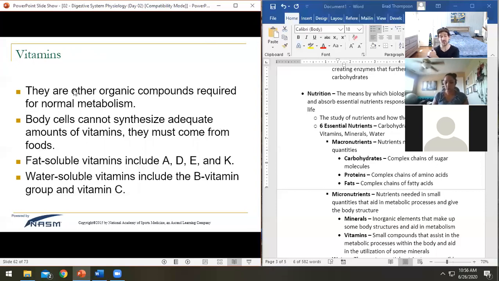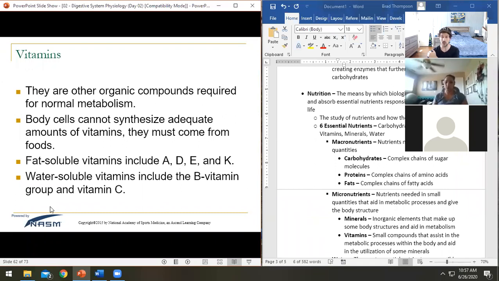Then you've also got vitamins. Vitamins are organic compounds that help you with metabolism. You've got vitamins A, D, E, and K. Those are what we call fat-soluble vitamins. Fat is responsible for breaking them down and carrying them throughout the body. So if you don't have any fat in your diet, it could actually make you vitamin deficient.